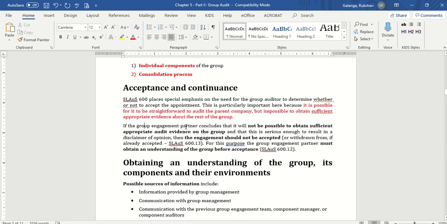If the group engagement partner concludes that it will not be possible to obtain sufficient and appropriate audit evidence on the group, and that this is serious enough to result in a disclaimer of opinion.